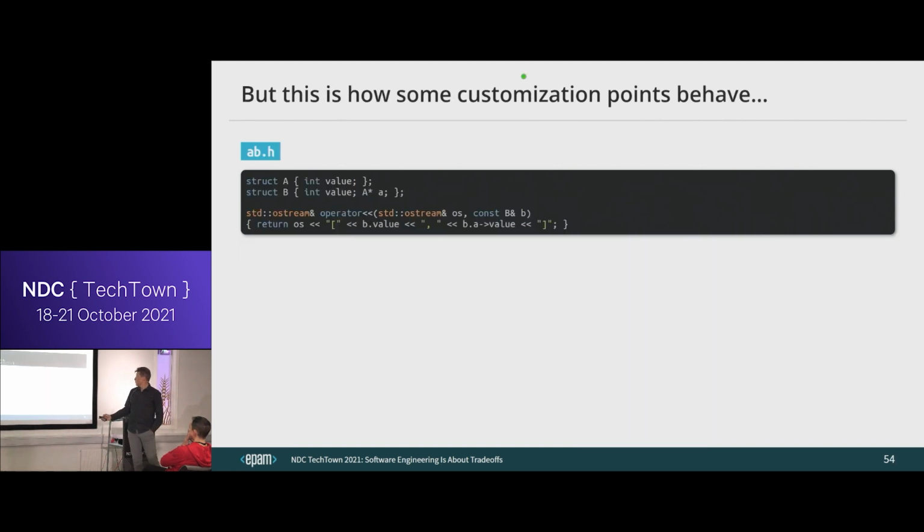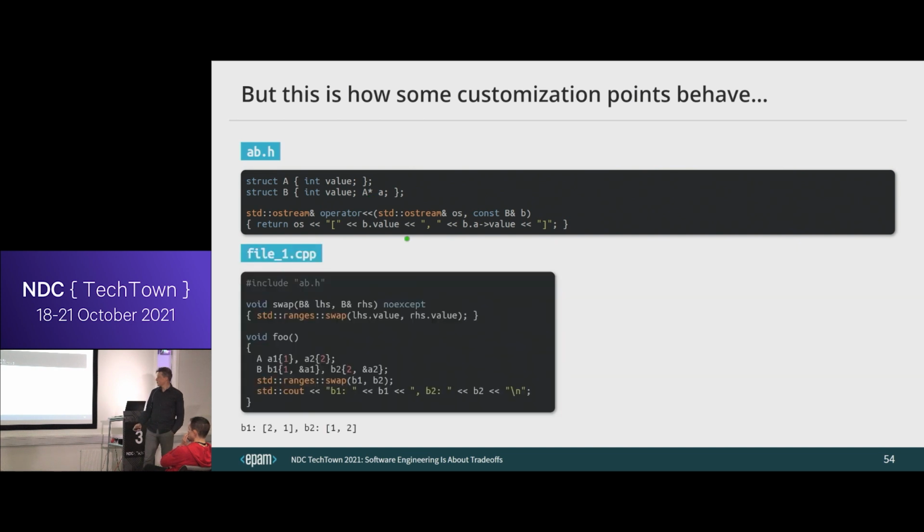But on the other hand, this is how some customization points already behave. Let's consider structure A, structure B. It has a value and a pointer to A. And we have some streaming operator to print it. In file 1, we define a swap, what it means to swap Bs. We decide that in case of Bs, we just want to swap the values, not the pointers. Maybe it's some cache, whatever, we don't care. It's broken, but this is our implementation.